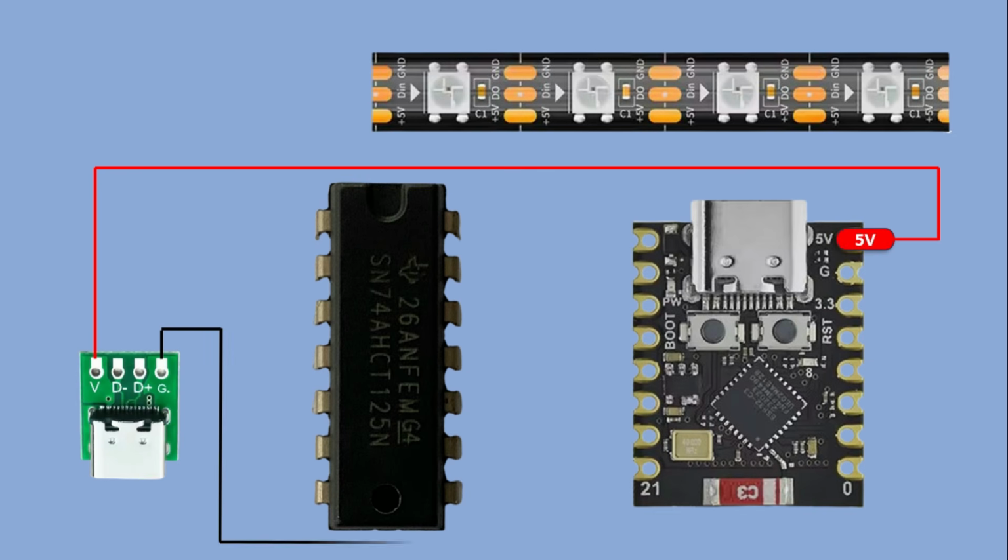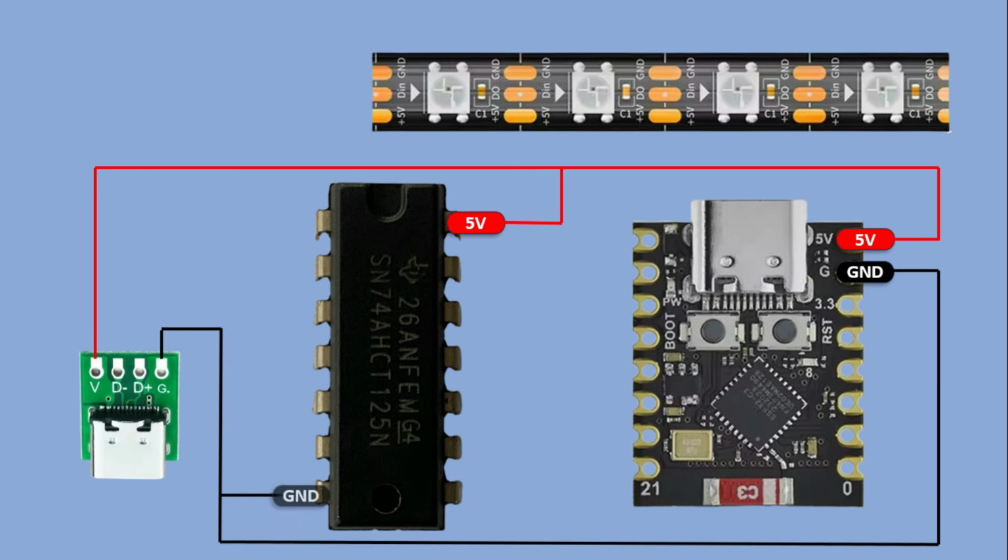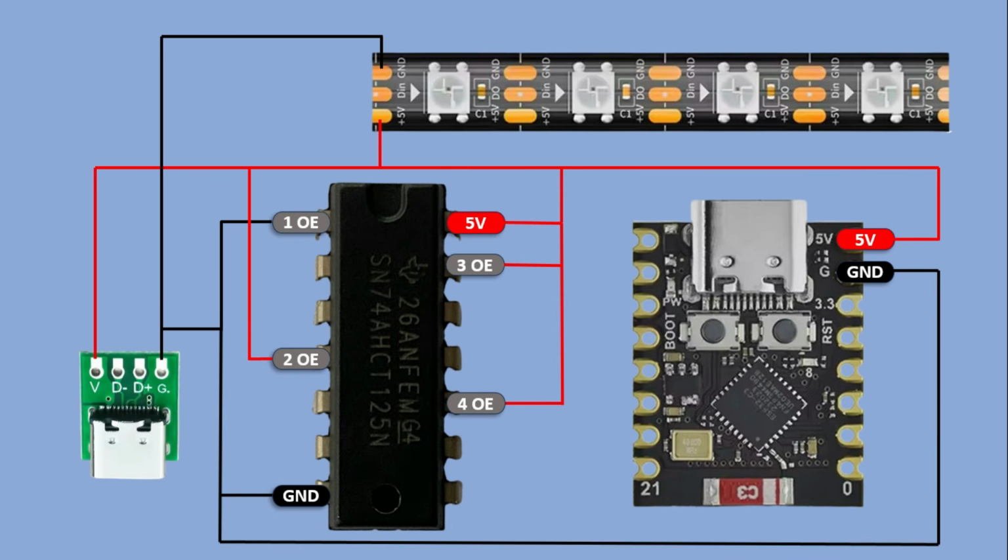So first we power the microcontroller, then the level shifter chip and the LED strip. The important thing is, all grounds must be connected together. Then we pull the enable pin of the first channel low to activate it, and we deactivate the remaining 3 channels by pulling their enable pins high.